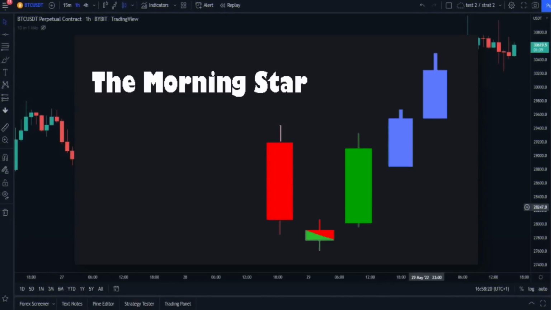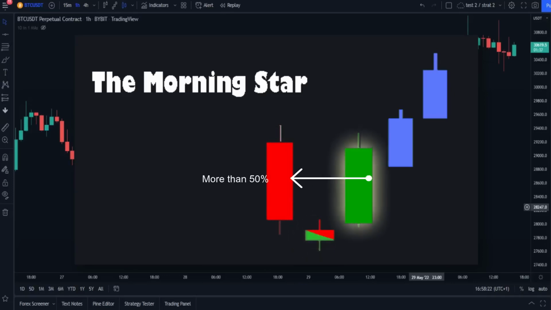Number 5, the morning star. The morning star is a triple bullish candlestick pattern that indicates a bullish reversal. As it is formed at the end of a downtrend, it gives a warning sign that the downtrend is going to reverse at any moment. It consists of three candles. The first is a bearish candle, the second one can be either bullish or bearish, with a small body, and the third candlestick is a bullish candle.